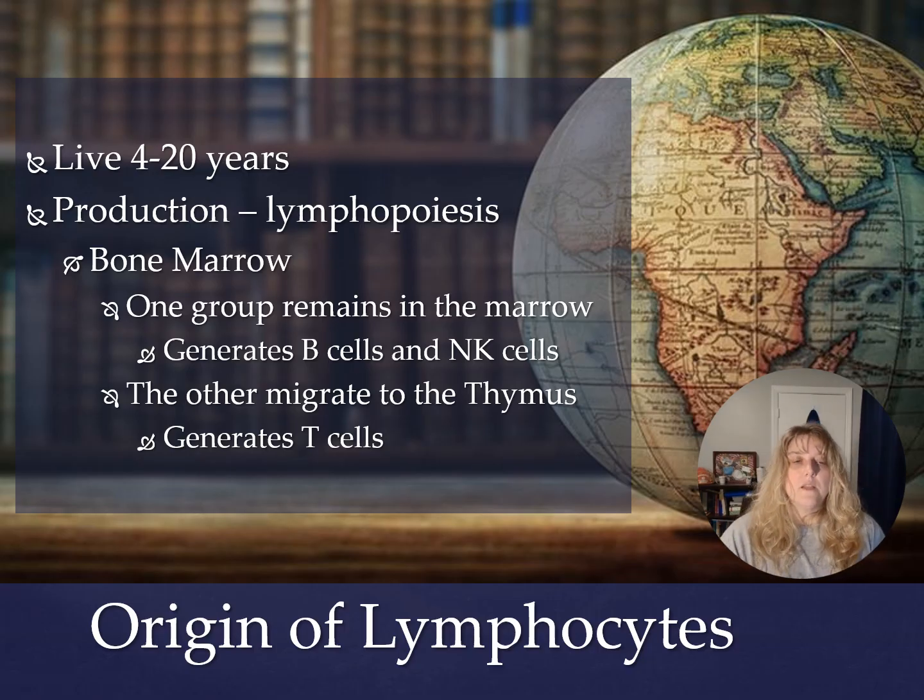And the lymphocytes will live anywhere from 4 to 20 years. The term for the production of lymphocytes is lymphopoiesis. And all of that happens in the bone marrow. One group remains in the bone marrow. That's where you get the B cells and the NK cells. We looked at that in the picture previously. The other group will migrate to the thymus, and that's where it's going to become mature T cells.